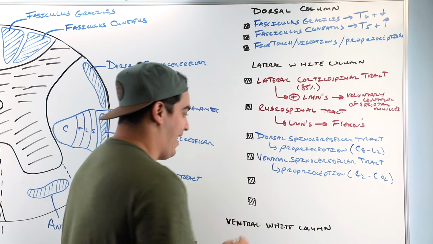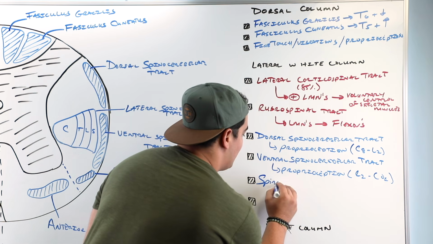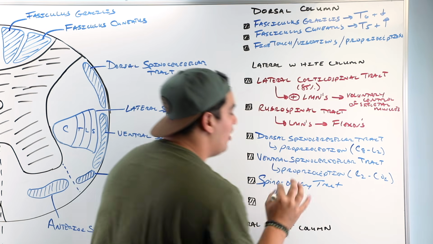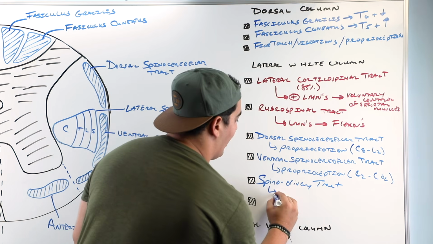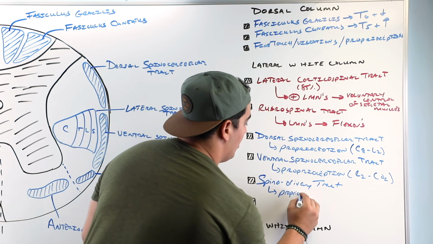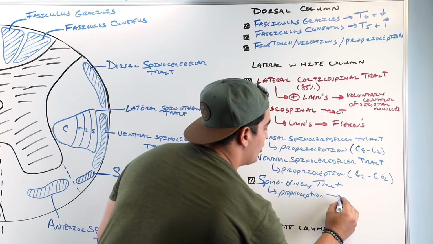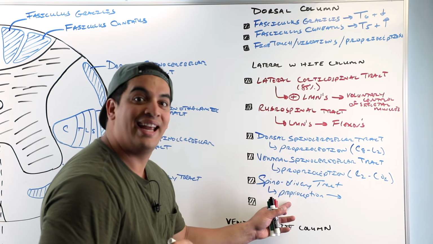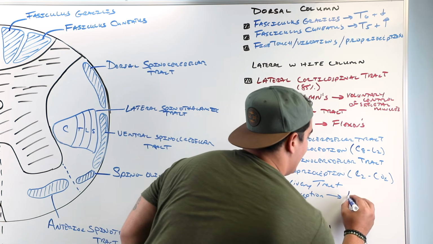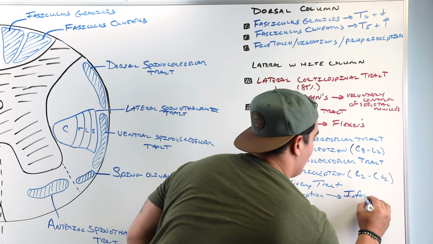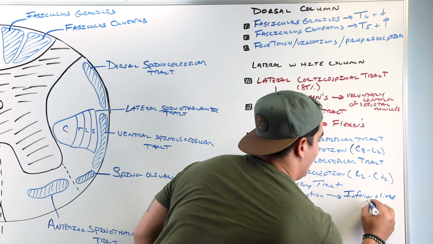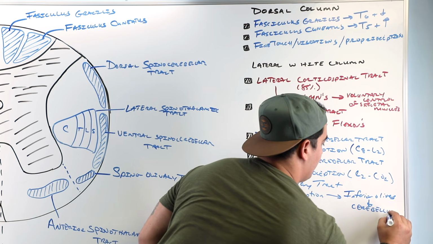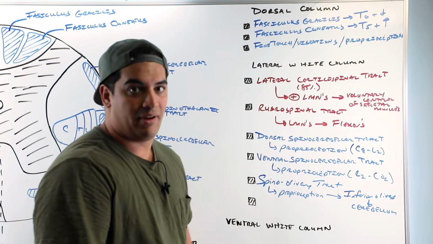What was another white matter tract? That was called the spino-olivary tract. And the spino-olivary tract was important for what? Again, it picks up proprioception. But it sends this information to what structure? The inferior olives. So it sends it to the inferior olives. And then the inferior olives will send this to your cerebellum. These are called your climbing fibers.